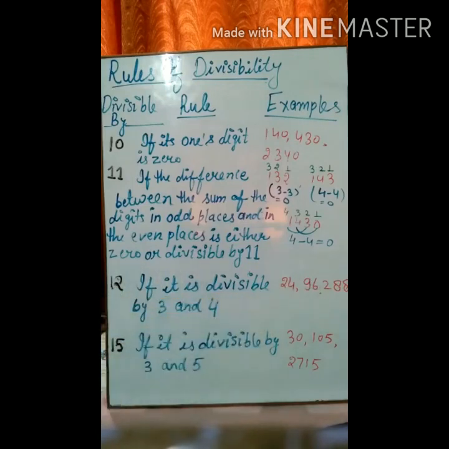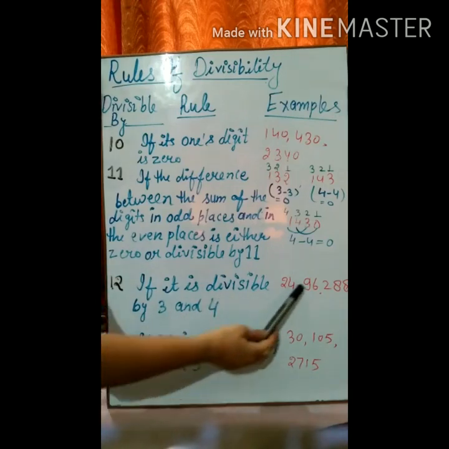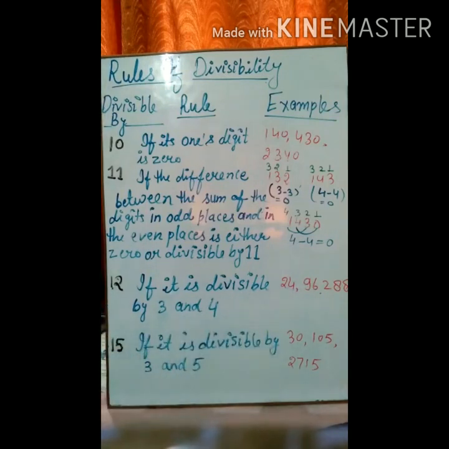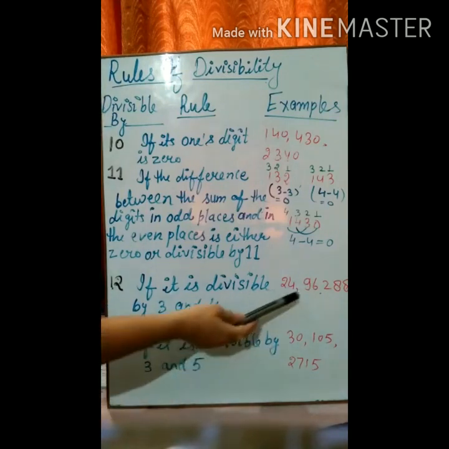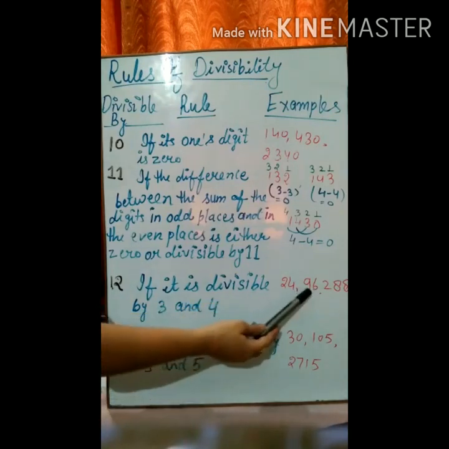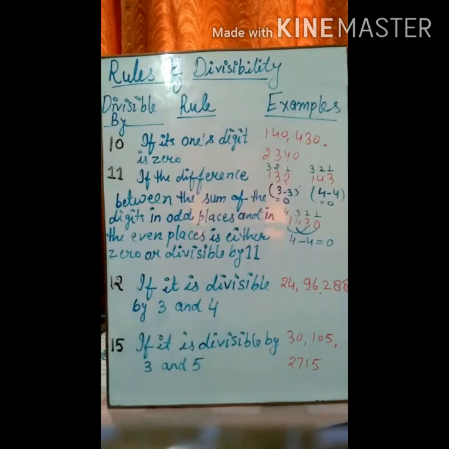Next, 96. Sum of digits 9 plus 6 is equal to 15 and 15 is divisible by 3. Next, 4. And we know that 96 is also divisible by 4. So 96 is divisible by both the numbers 3 and 4. That's why 96 is also divisible by 12.